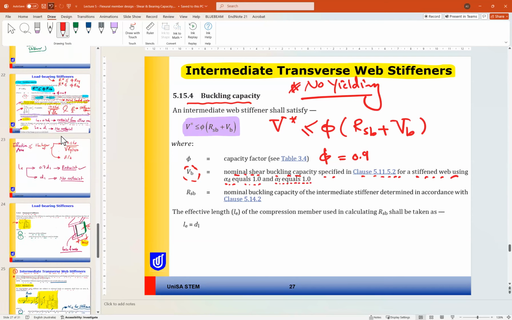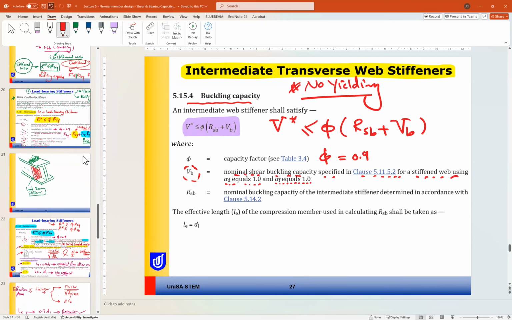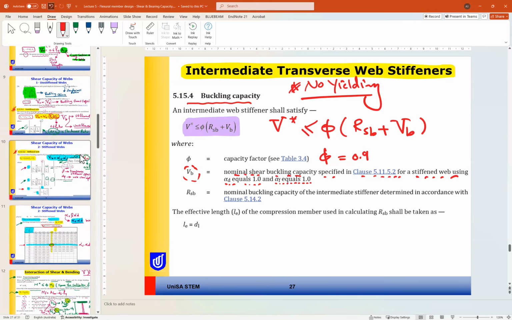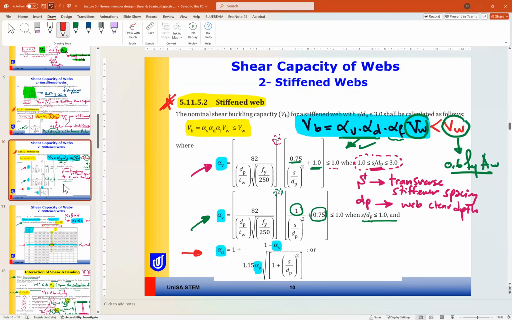So if we go up to the shear, V is shear. This is the formula we have for VB. So this is our VB. So VB is alpha V, alpha D, alpha F, VW.